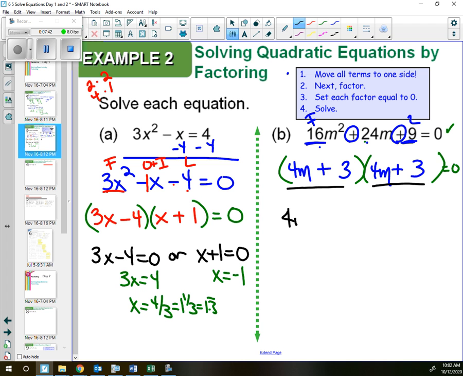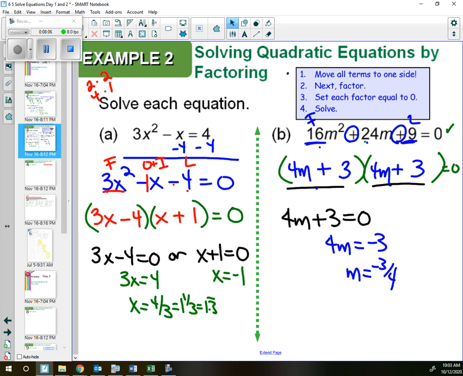So when you set these equal to 0 now, you actually get the same answer for both of them. So you don't need to solve it twice. You can just do one of them. And let's go ahead and solve. So we'd subtract 3. So 4m equals negative 3. And then m equals negative 3/4. So you divide by 4. So this one actually only has one unique solution, because both of the binomials were the same.